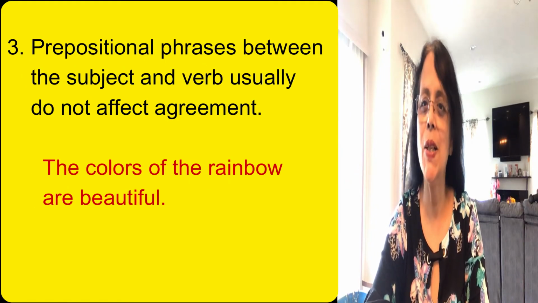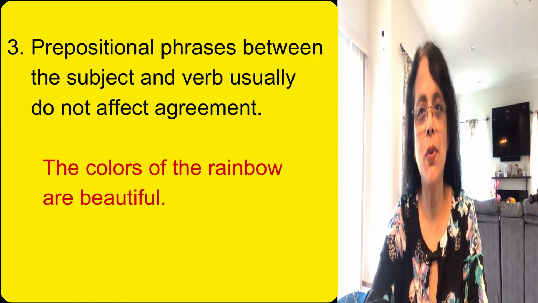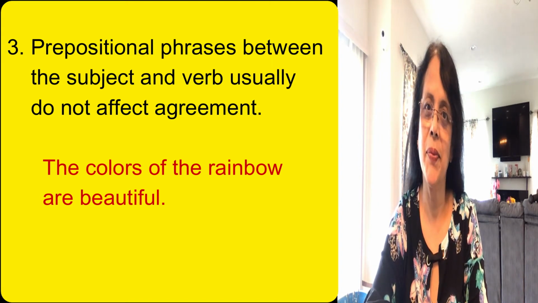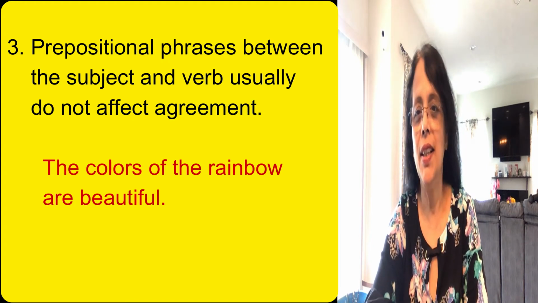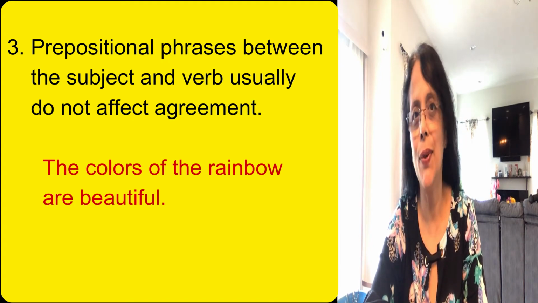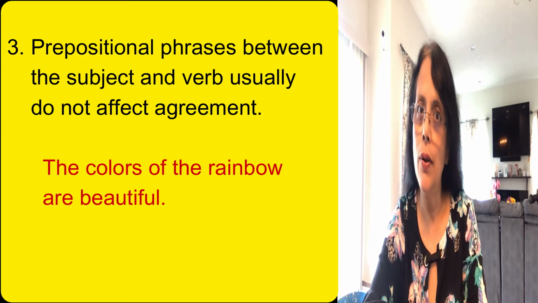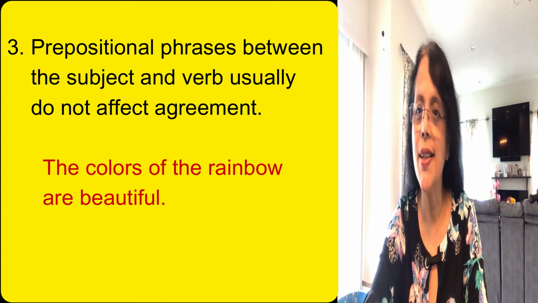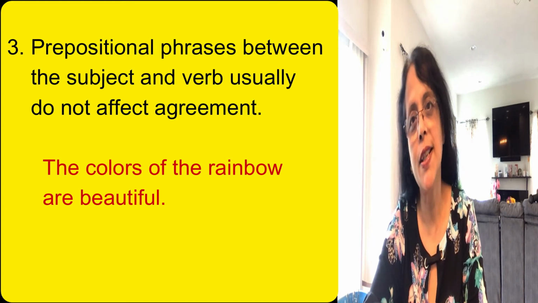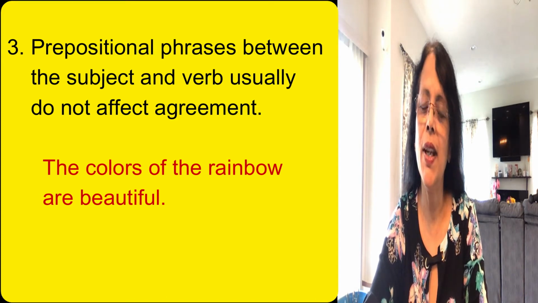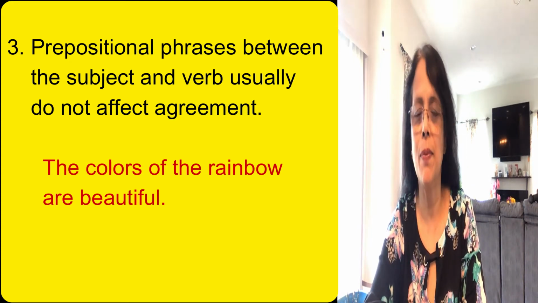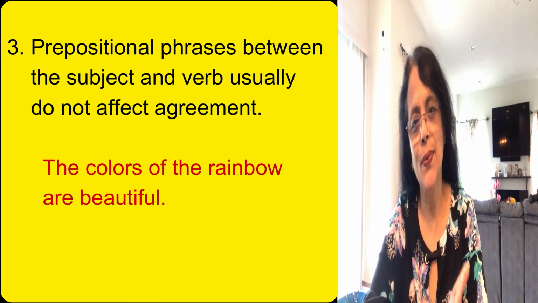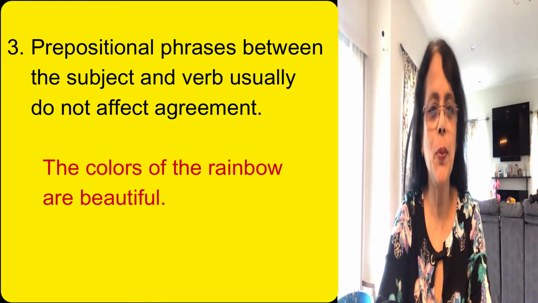Now, the third rule: prepositional phrases between the subject and verb usually do not affect agreement. Look at the example. The colors of the rainbow are beautiful. Here, of the rainbow is the prepositional phrase, but this doesn't affect the verb. The subject is colors, which is plural, and so the verb also is plural, and hence are is used. As I told you, is singular and are plural.